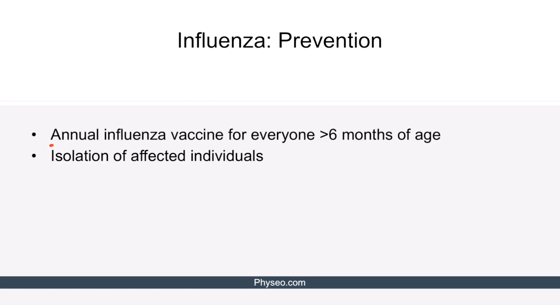For prevention, annual influenza vaccine should be administered to everyone above 6 months of age. Secondly, isolation of affected individuals by giving sick leaves, for example, is also beneficial in reducing spread of influenza.